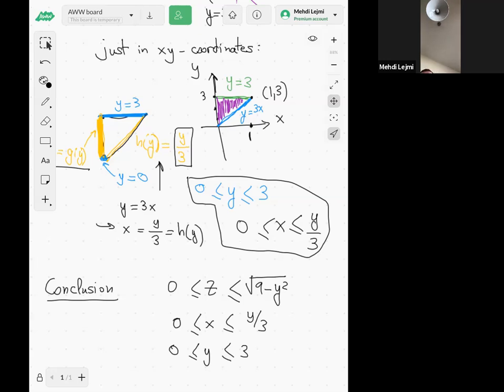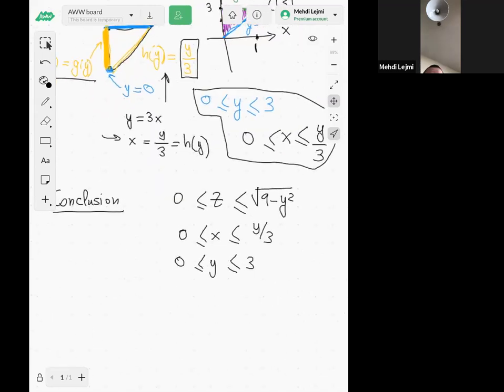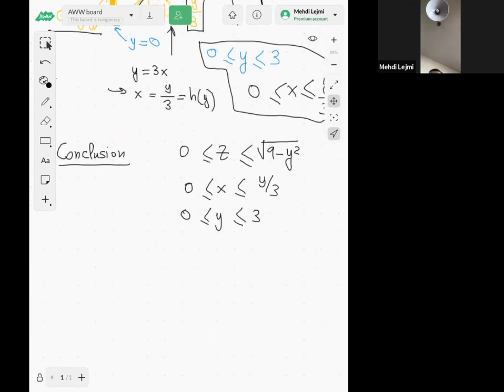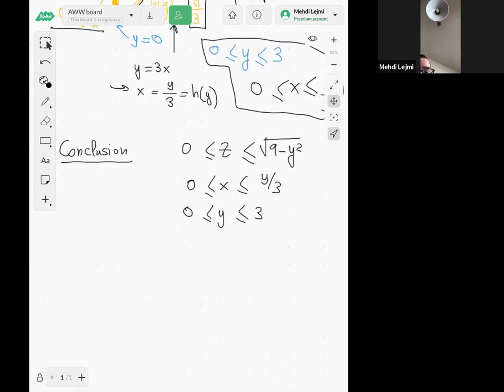Or of course, instead of y between 0 and 3 and x between 0 and y over 3, you can say x is between 0 and 1, right? And y would be between 0 and 3x. Okay, it's up to you. Any question about these bounds, guys? All right, perfect then. So that's the bound. I think the most difficult part with the integration, especially the triple integrals, is to find these bounds. So now we can evaluate.